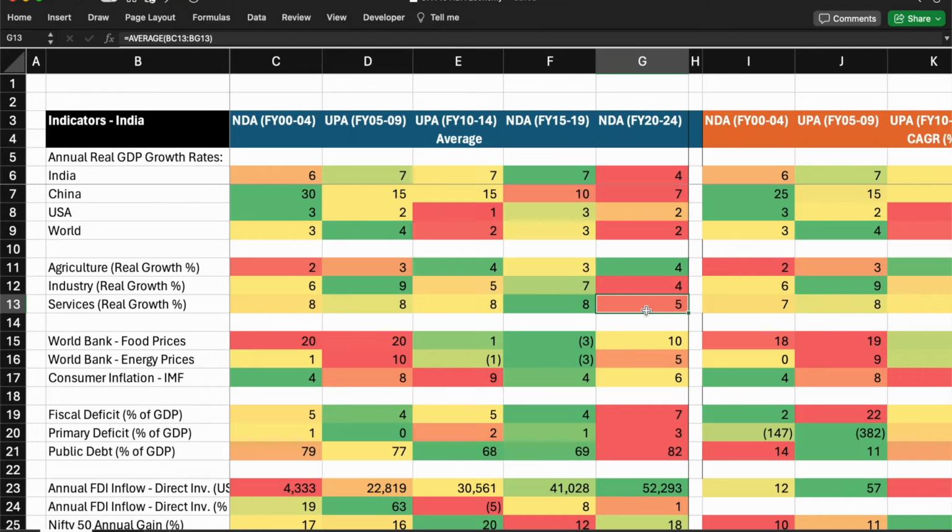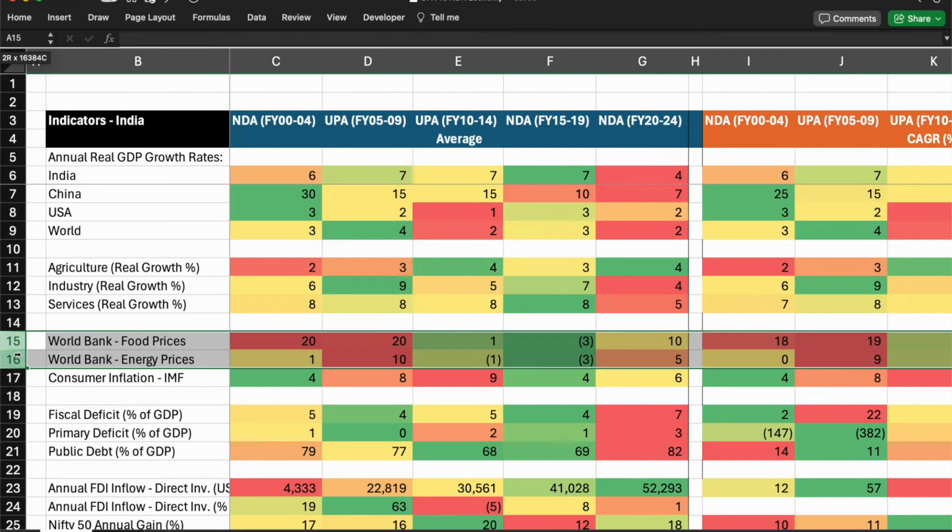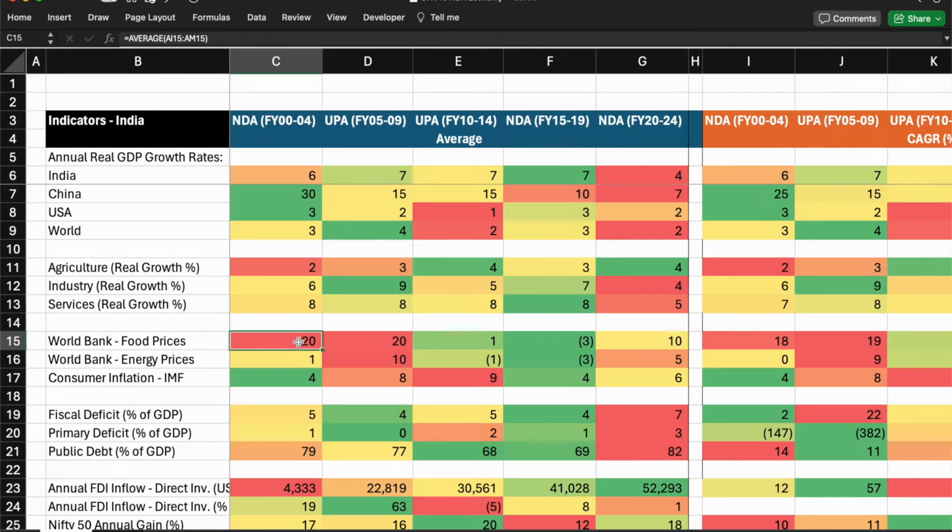Right now we cannot talk about it, because a lot of things are in red because of COVID. Food inflation and energy inflation: this is where people make a comparison, that earlier inflation was high in UPA and now it is low, which is true, but a lot of it has been due to global prices. If you can see here, food prices have increased by 20%, energy prices have increased by 10%. So that means a lot of things, and that's the reason India saw maybe 9% inflation.